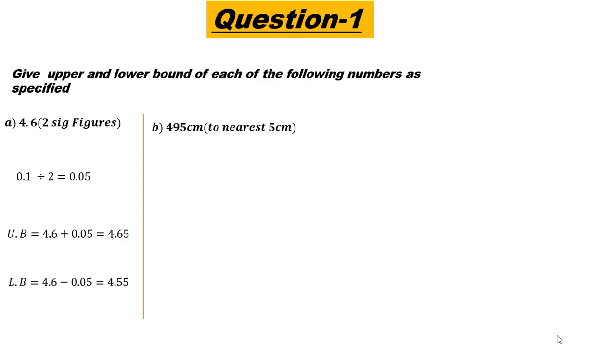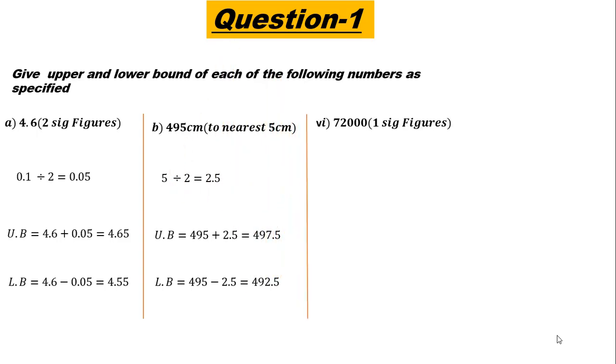Welcome back. Students, see the degree of accuracy is 5 centimeters, so make it half, that is 2.5. To find the upper bound, you will add this number and to find the lower bound you will subtract this number. Let's do one more example, which is example number 3.